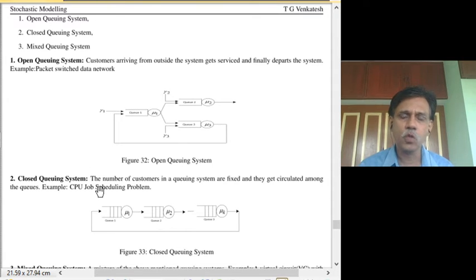In the case of a closed queuing system, there are no arrivals and no departures. There will be a set of entities which will move between queues in some order, not necessarily in sequence as shown here, and they will remain there forever.